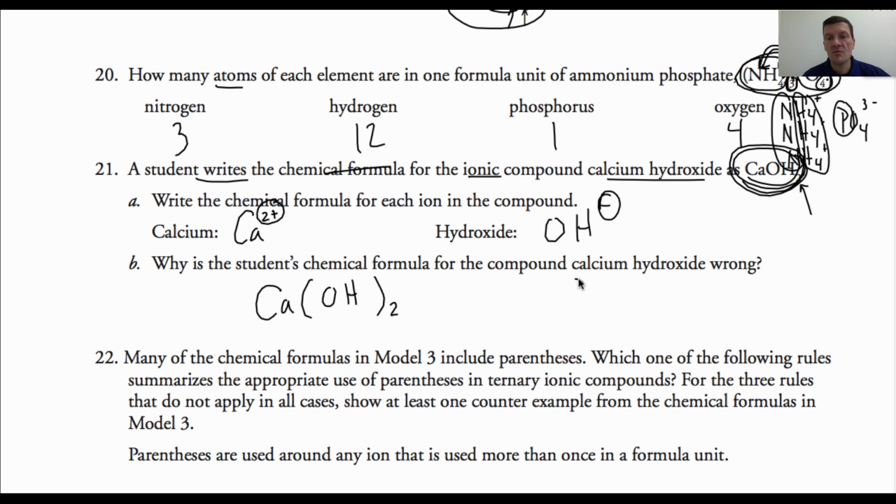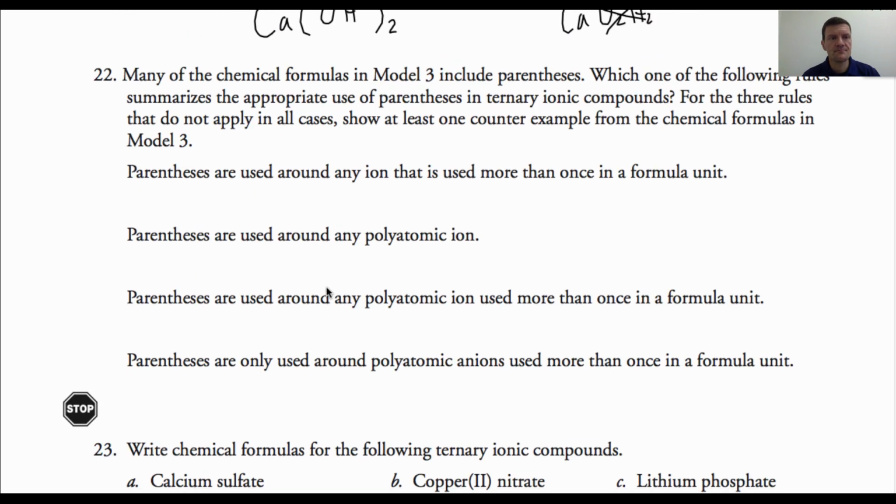I need the whole group doubled. Okay? But don't write it as CaO2H2. That's something different. You need the OH as a group, and then the group is doubled. And it's a neutral compound.